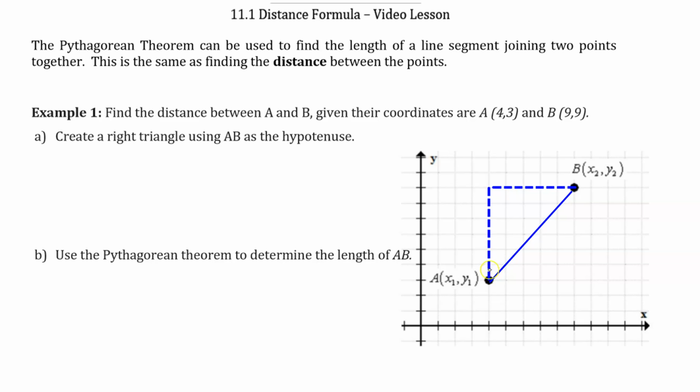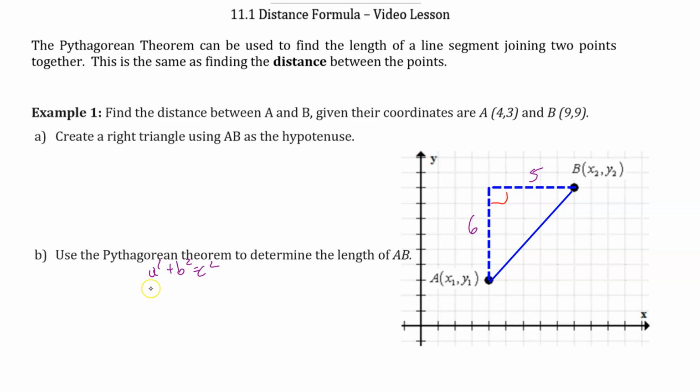So if I count here, I get 1, 2, 3, 4, 5, 6 for this one, and 1, 2, 3, 4, 5 for that one. So now I have the horizontal and vertical changes between A and B. That we can now say for sure is a right triangle. And if I have a right triangle with 2 legs, I could find the third one using the Pythagorean theorem.